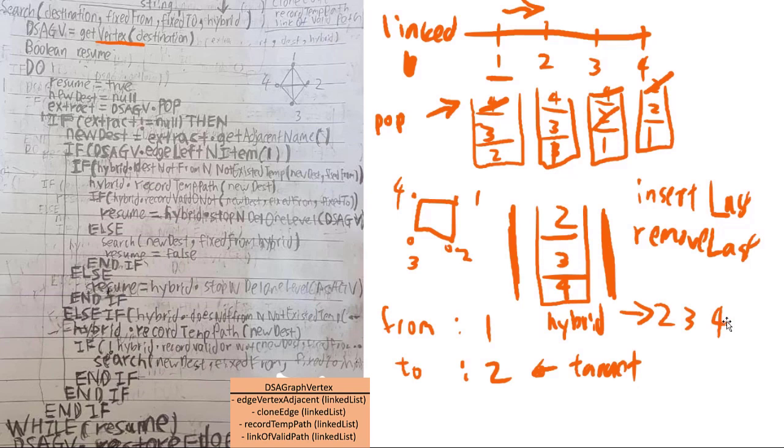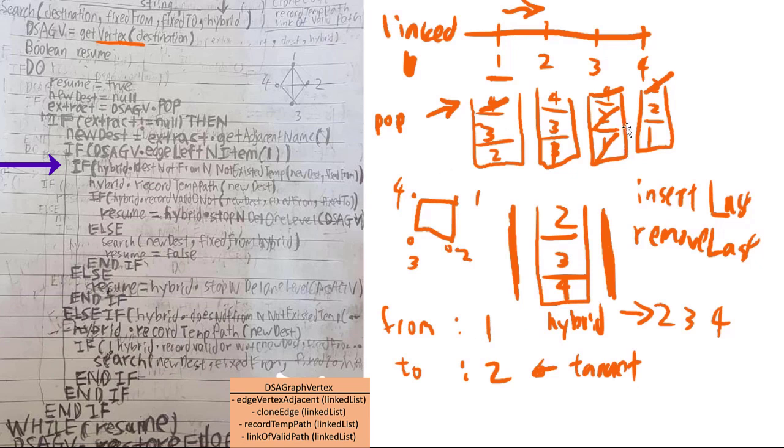So after that, you are not going to stop yet. So long as there's data inside, you are going to continue to pop it. So long as there's data inside, going to pop it again. 1. When you pop 1, what happened? It's from. If it's from, you are not going to do anything.